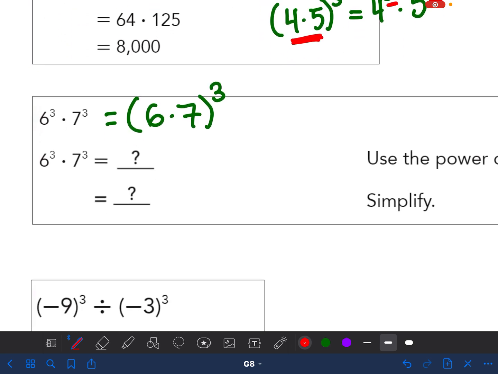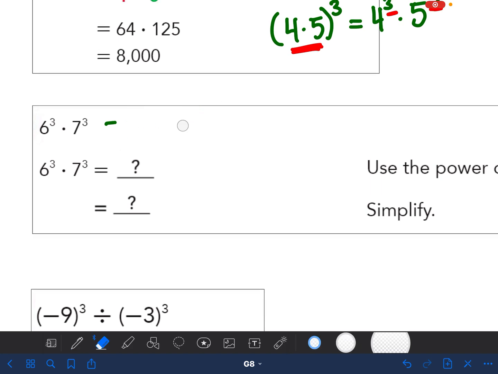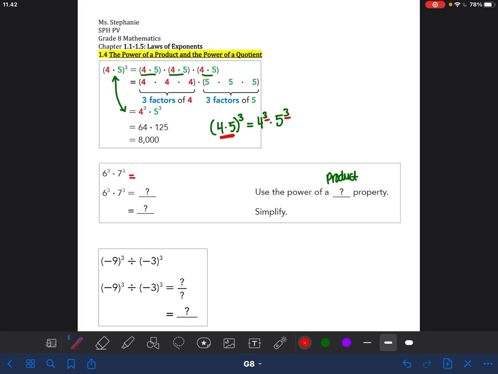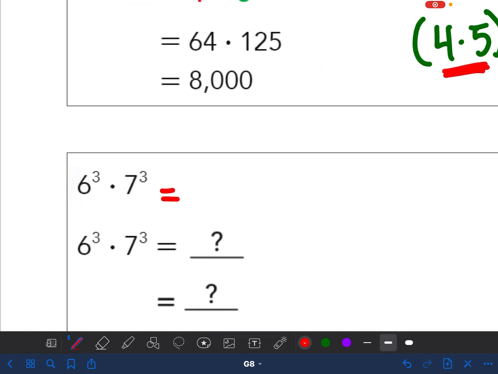So let's look at another example here. Again, 6 cubed times 7 cubed. They have the same exponent but different bases. So what you're going to do is use the power of a product property, which is what I just showed you. That means multiply the bases and raise that to the power of 3.